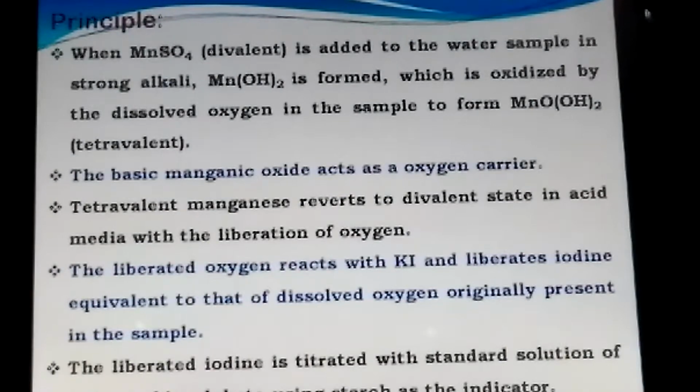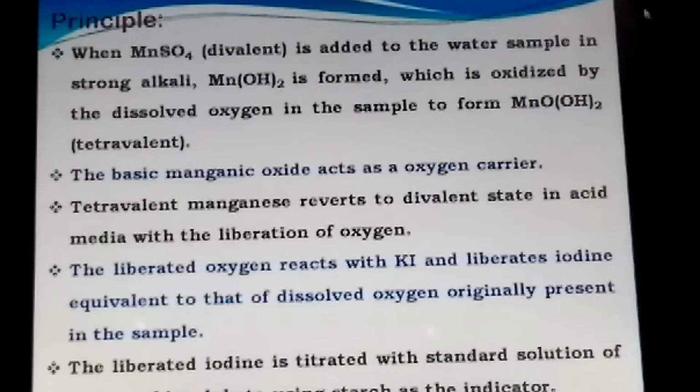What is the principle behind this dissolved oxygen determination? To determine the dissolved oxygen content in the water sample, we need an oxygen carrier, and the oxygen carrier can be obtained through a reaction between manganese sulfate and potassium hydroxide. So when manganese sulfate is added to the water sample in strong alkali medium, Mn(OH)2, manganese hydroxide, is formed, which is oxidized by the dissolved oxygen present in the water sample to form MnO(OH)2, basic manganic oxide, and this basic manganic oxide acts as an oxygen carrier here.